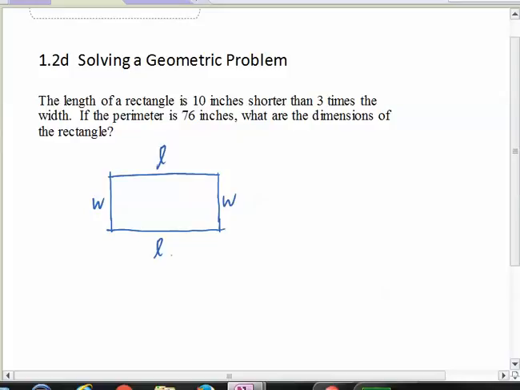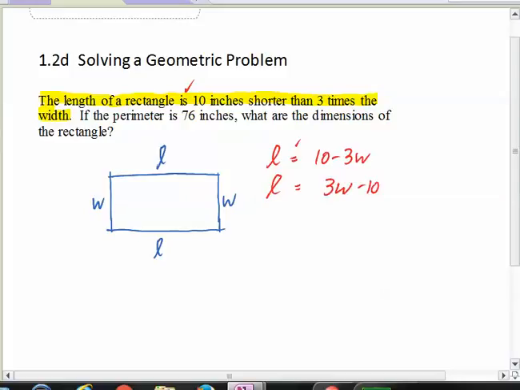The length of a rectangle is 10 inches shorter than 3 times the width. So I'm going to take this first sentence and turn it into math symbols. You've done this since Algebra 1. So the length is, now what does that mean we do? We're going to say L equals, the length is, there's the "is," that's equals. 10 inches shorter. Now, which is it going to be? 10 minus 3W? Or is it going to be 3W minus 10?